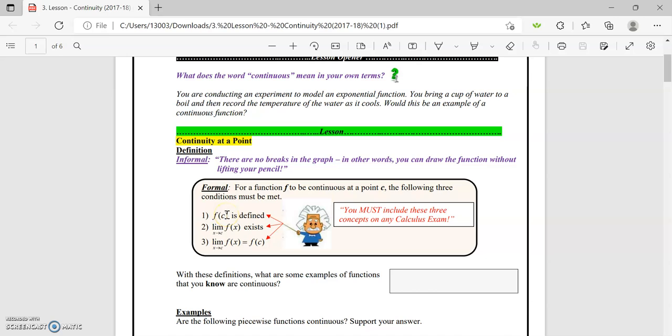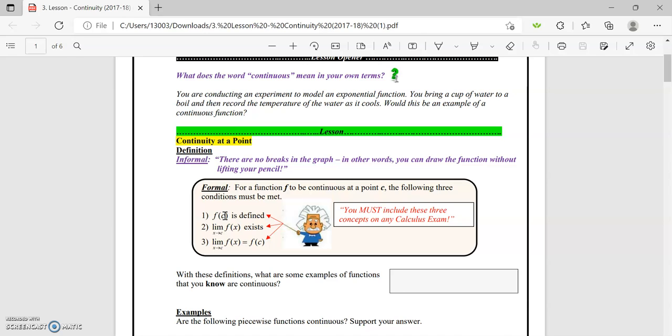Formally, it says if we want to know if a function is continuous at any particular point along the graph, we, number one, have to plug in that point. So if we want to know if the graph is continuous at x equals 2, the first thing we do is plug 2 into our function. Make sure we get an output. Make sure we don't get, like, divided by 0.